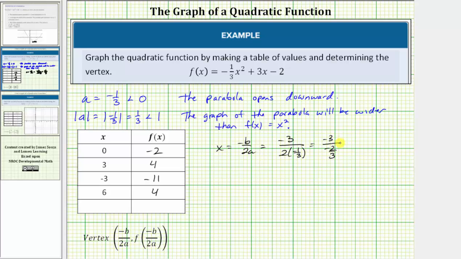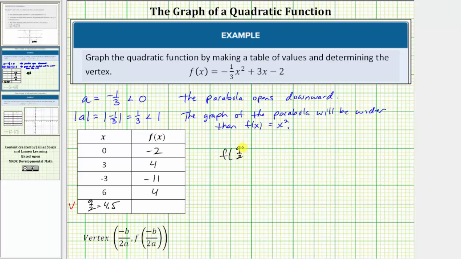Now from here, remember, dividing by a fraction is equivalent to multiplying by the reciprocal. As a product, this is negative 3 times negative 3 halves. Negative 3 as a fraction has a denominator of 1. Multiplying, we get positive 9 halves, which equals 4.5. Let's record the vertex in the table as well, where the x-coordinate is 9 halves, which equals 4.5. To find the y-coordinate, we need to determine the function value f of 9 halves.